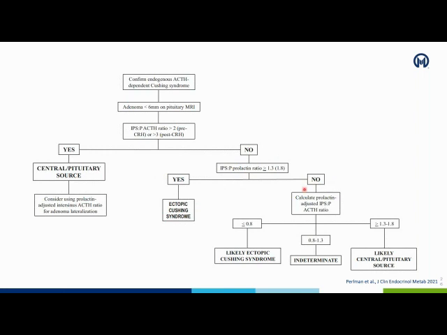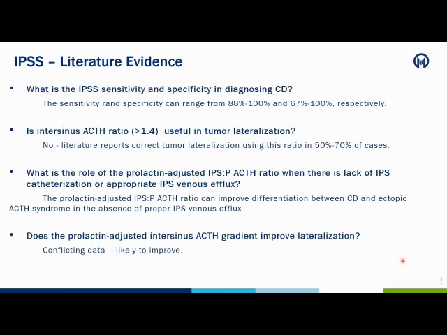If it is not, then we have to proceed to calculate the prolactin-adjusted IPS to peripheral ratio, and that can give us three different scenarios: very likely to be ectopic, indeterminate, or likely to be of a central or pituitary source. And that's the literature, the evidence in the literature supporting our management strategy.